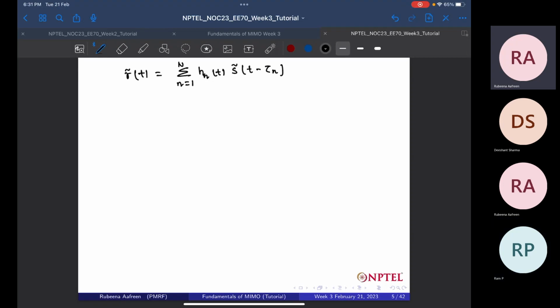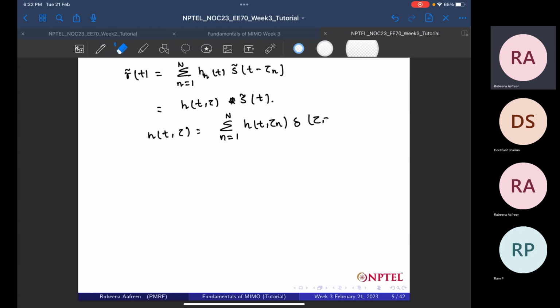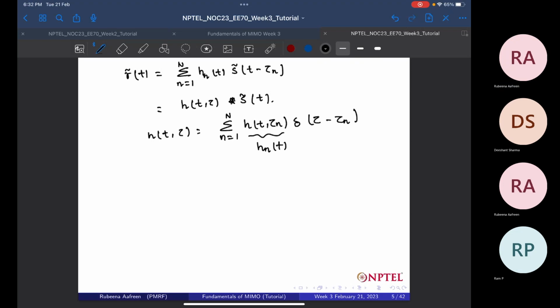Can we write it as h(t) convolved with s̃(t)? Here h(t, τ) is the summation from n equal to 1 to N of h_n(t, τ) into delta of (τ minus τ_n). This we can write as h_n(t), that is the channel for the nth path, which is a function of time.